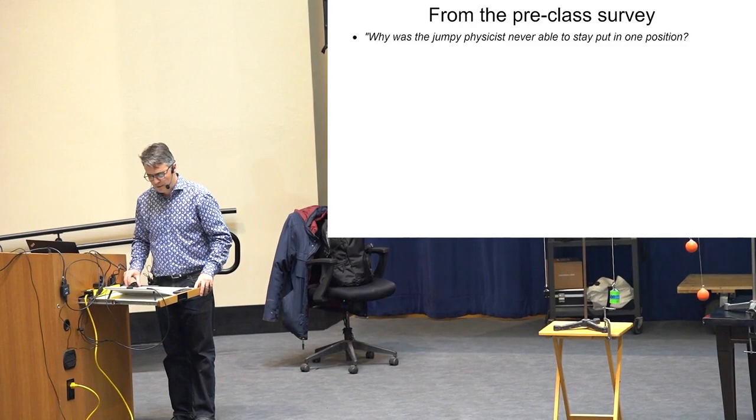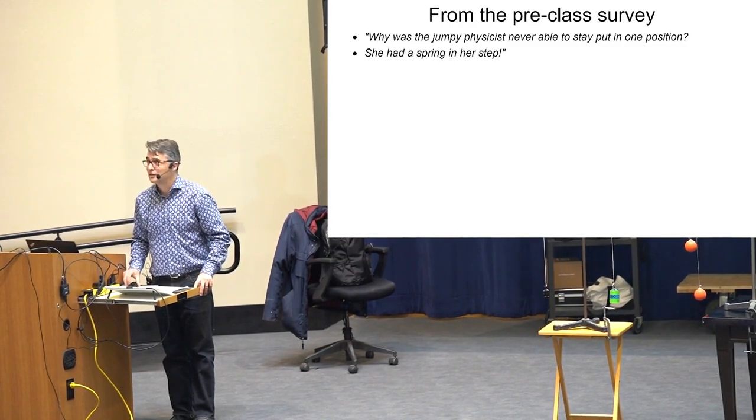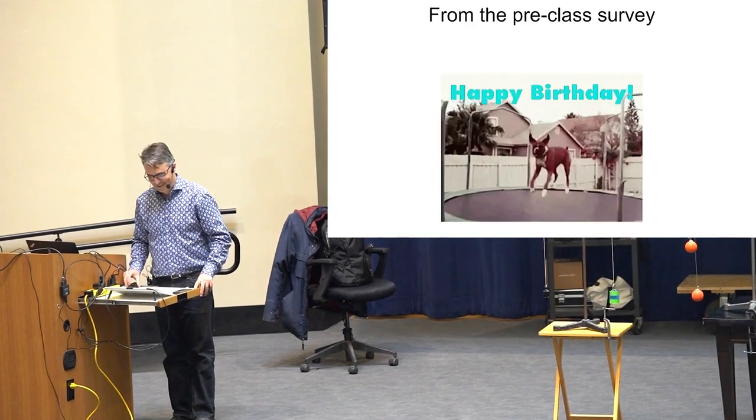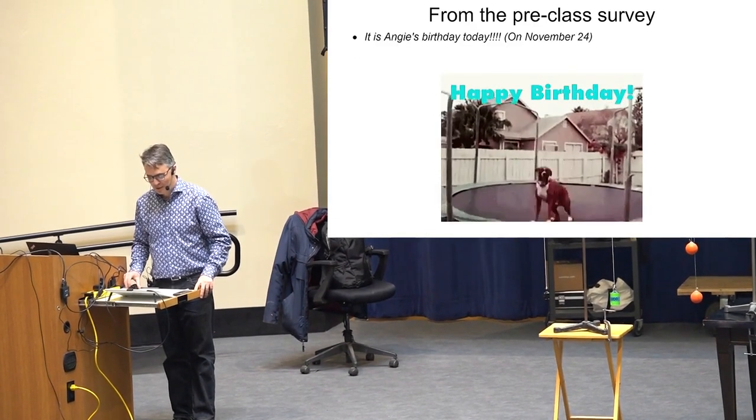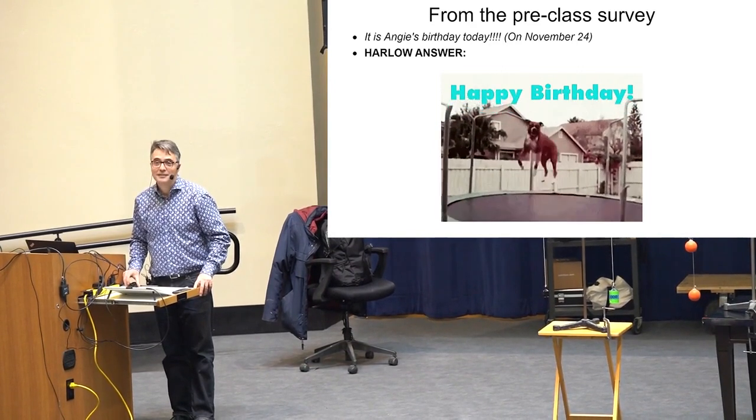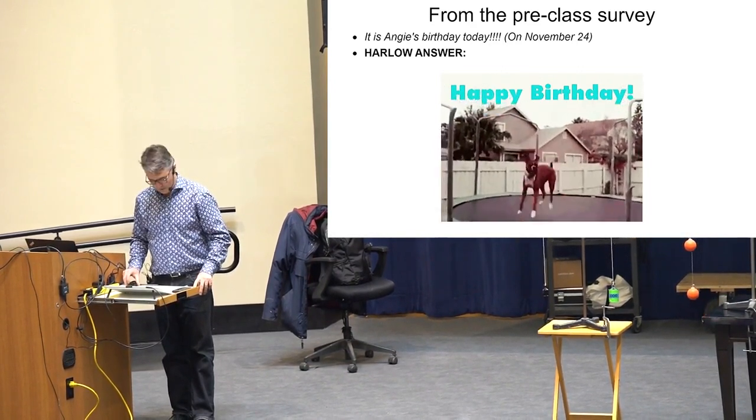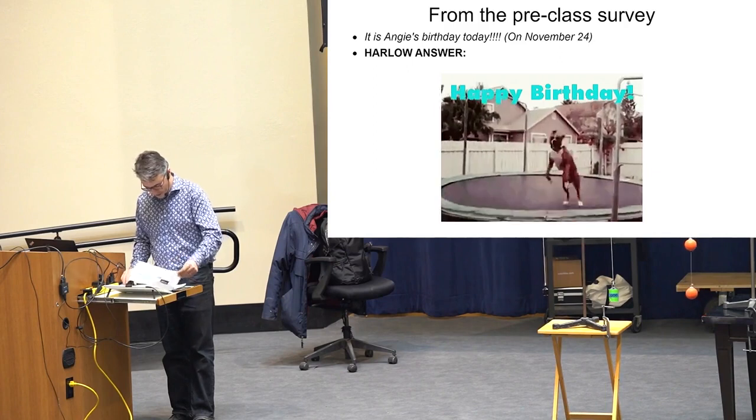Why was the jumpy physicist never able to stay put in one position? She had a spring in her step. A nice topical little joke there. Also, someone mentioned that it's Angie's birthday, so there's a dog undergoing simple harmonic motion. Okay.